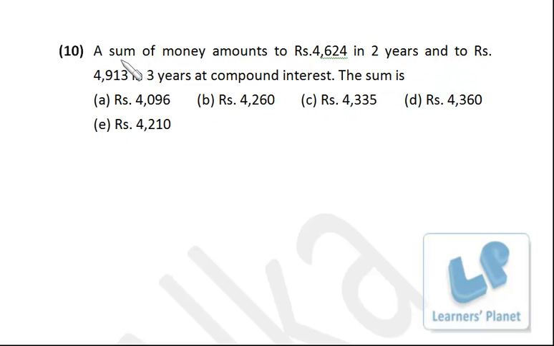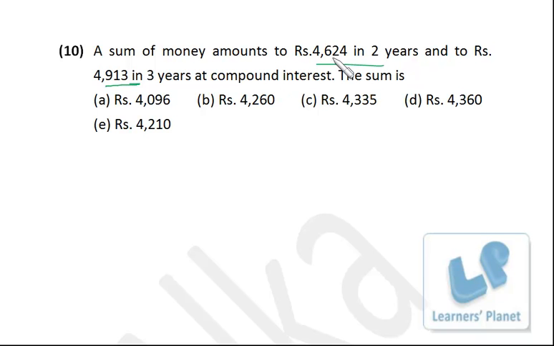now this problem: a sum of money amounts to rupees 4624 in 2 years and rupees 4913 in 3 years at compound interest. The sum is... see, here also there are none of these, and just listen to me carefully.